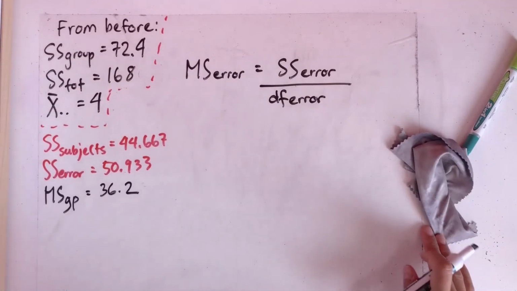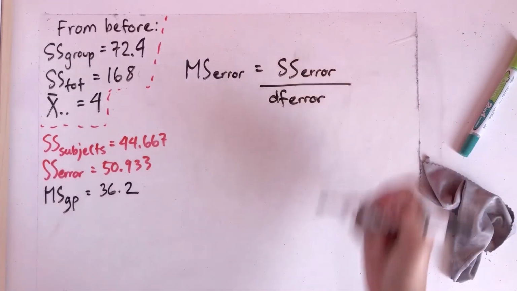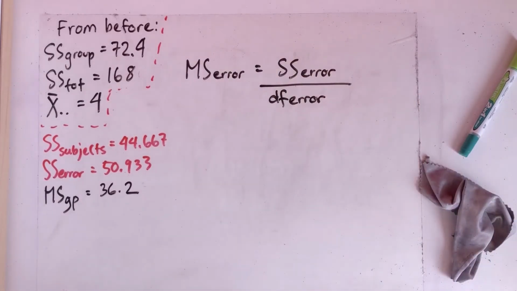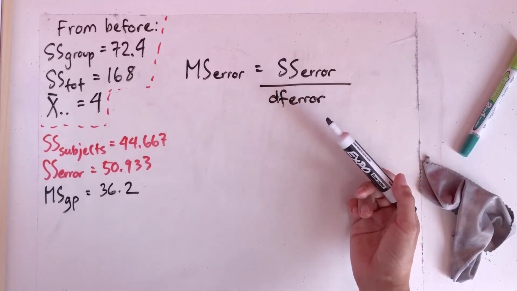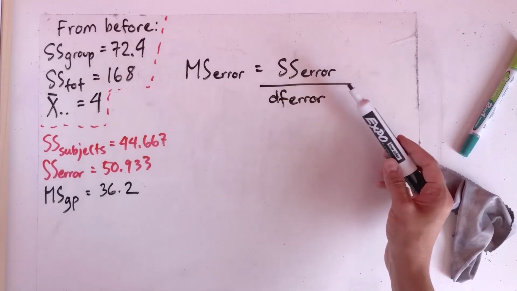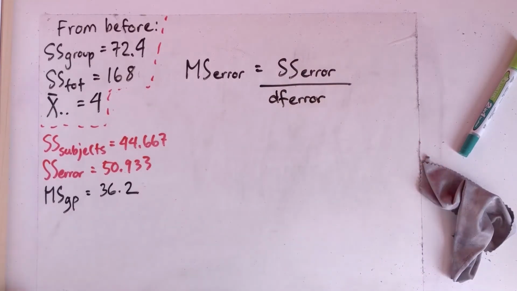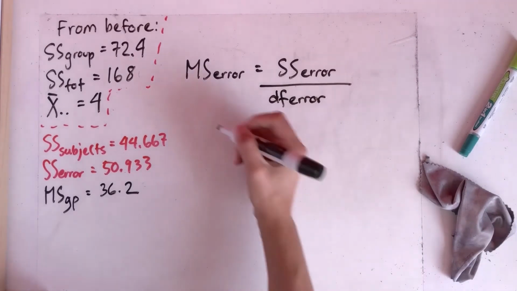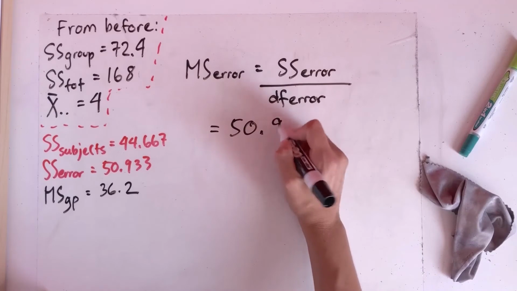Our mean squared error is also computed as the sum of squares error divided by the degrees of freedom error. But in contrast to the between subjects one way with the same data, the sums of squares error and the degrees of freedom error will change. So let's compute that together. So sum of squares error we have from our computations is 50.933.